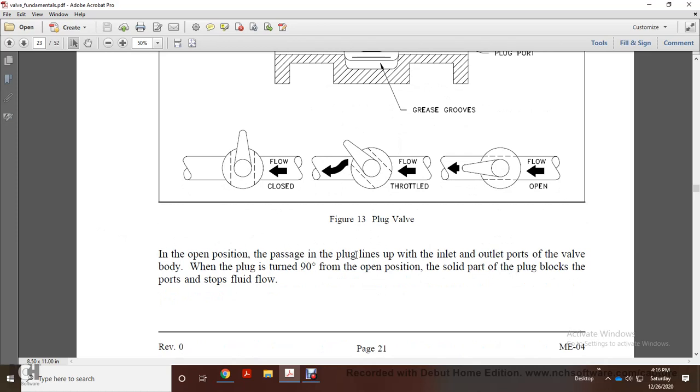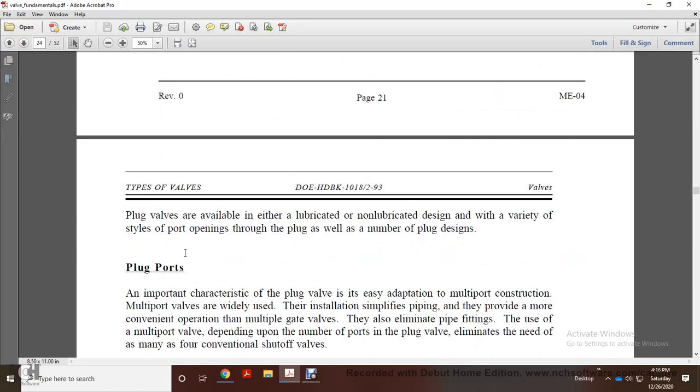In the opening position, the plug lines up over the inlet and outlet ports of the valve as the plug is turned 90 degrees. In the closed position, the solid part of the plug blocks the flow.